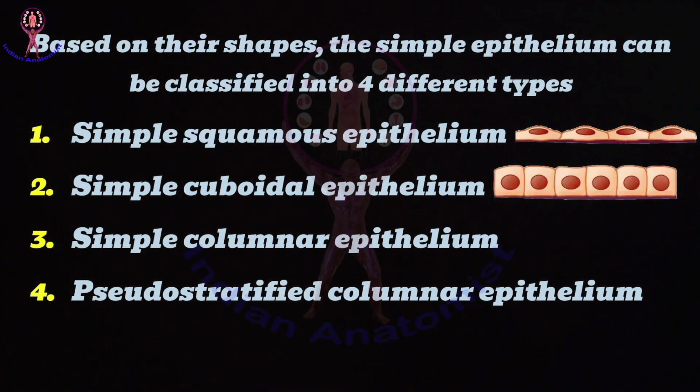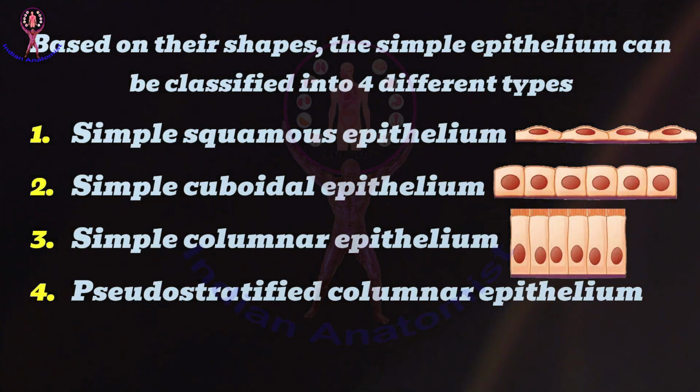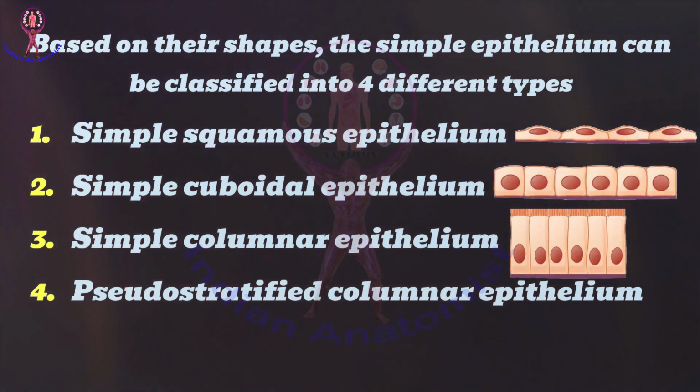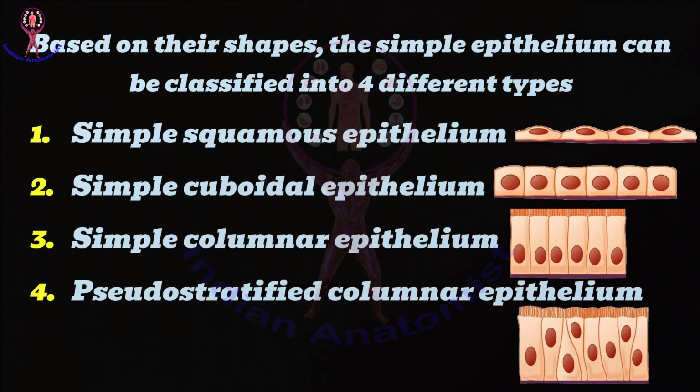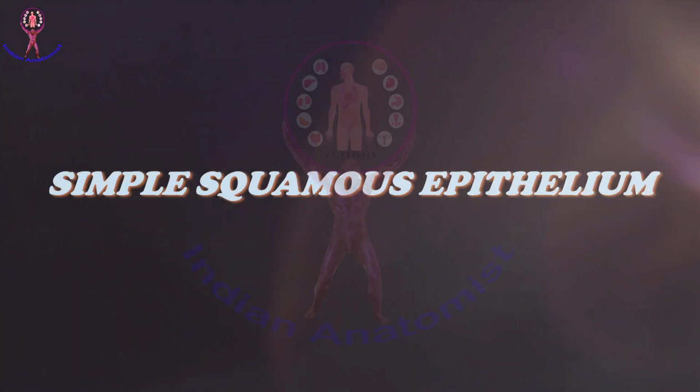Based on their shapes, the simple epithelium can be classified into 4 different types. They are: 1. Simple squamous epithelium. 2. Simple cuboidal epithelium. 3. Simple columnar epithelium. And the 4th one is pseudostratified columnar epithelium. Now, let us see the first type, which is the simple squamous epithelium.